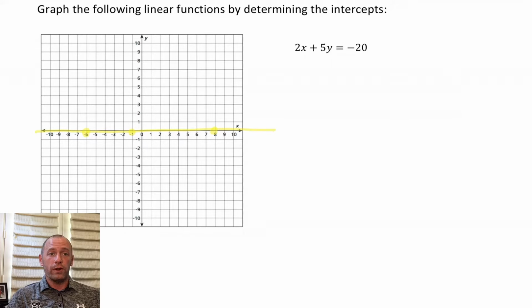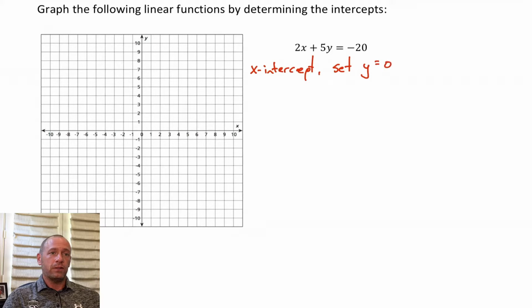We're not sure where it is. But there's one thing in common with all these points. The y value is 0. Anywhere along the x-axis, y is 0. And that's the key to the procedure here. We make y equal 0, and then we solve for x.